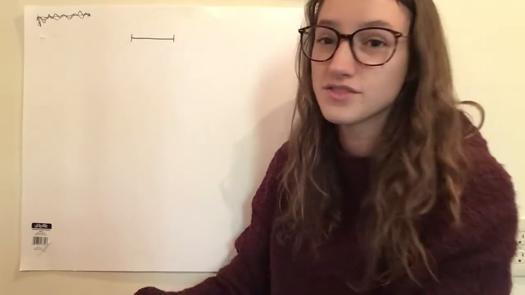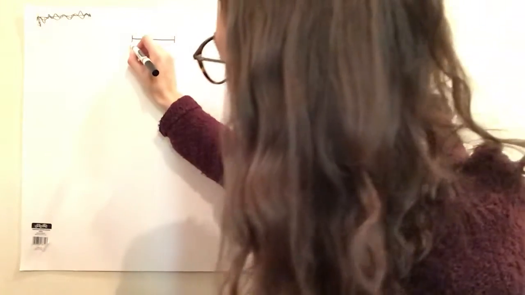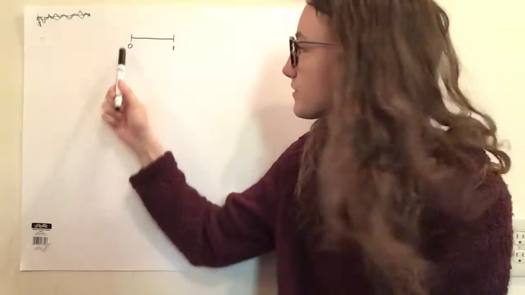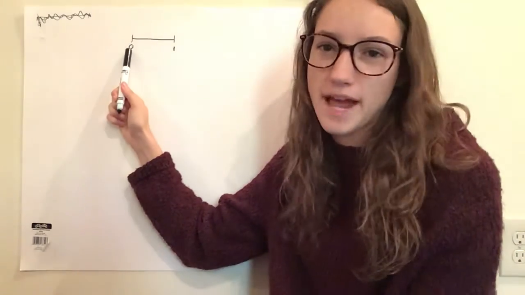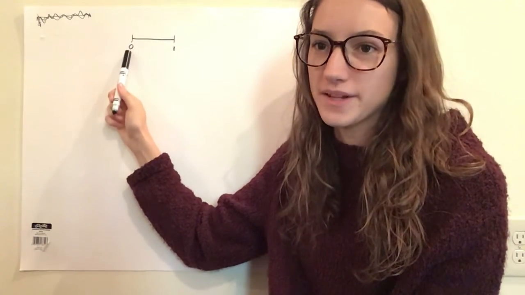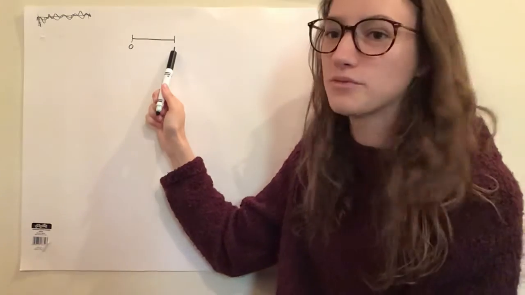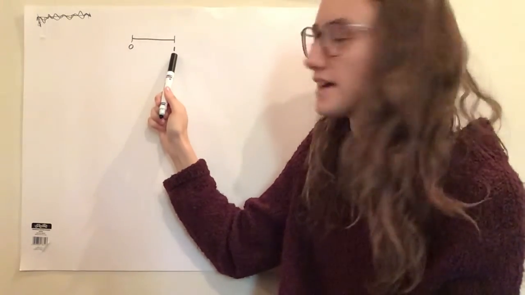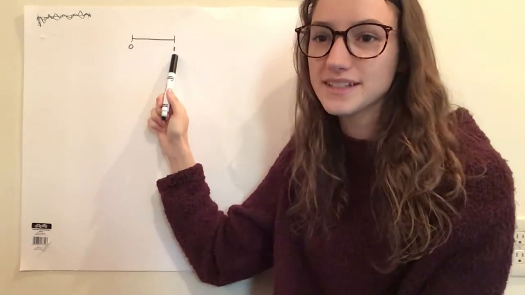If you thought a 0 for right here and a 1 for right here, you are correct. So this would represent no time has passed, so that would be 0 time. And if we look at this one, that would be 1 hour. Okay, so good job.